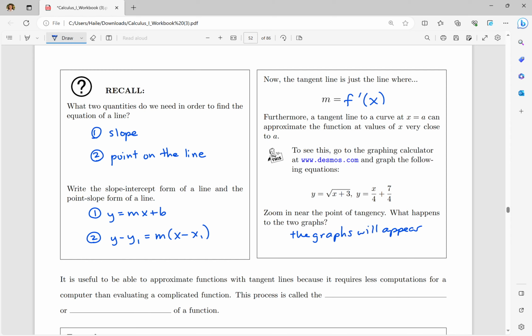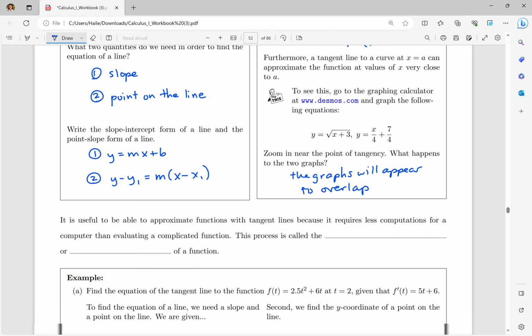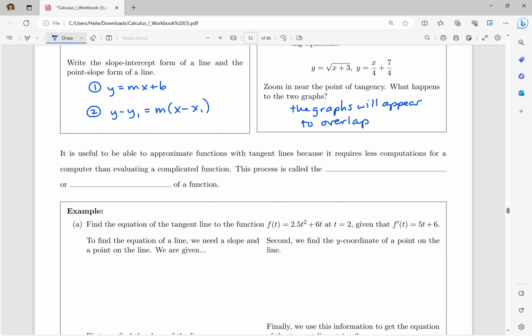And so what I've given you there is a function and its tangent line. So that tells you that you can use the line to approximate the function in really, really small intervals around whatever point you're worried about. And so why would we want to do this? Well, it's useful to be able to approximate functions with tangent lines because it requires fewer computations for a computer than evaluating a complicated function. And this process is called the linear approximation, or the linearization of a function.